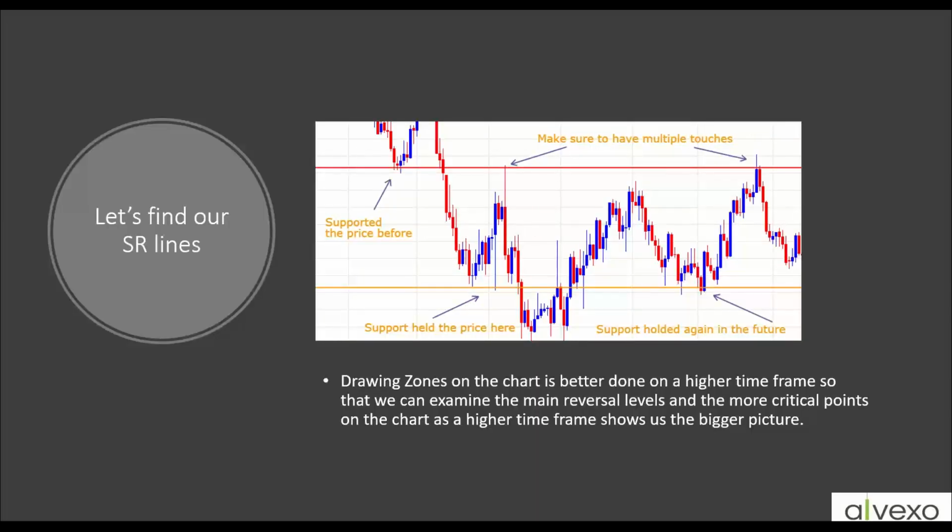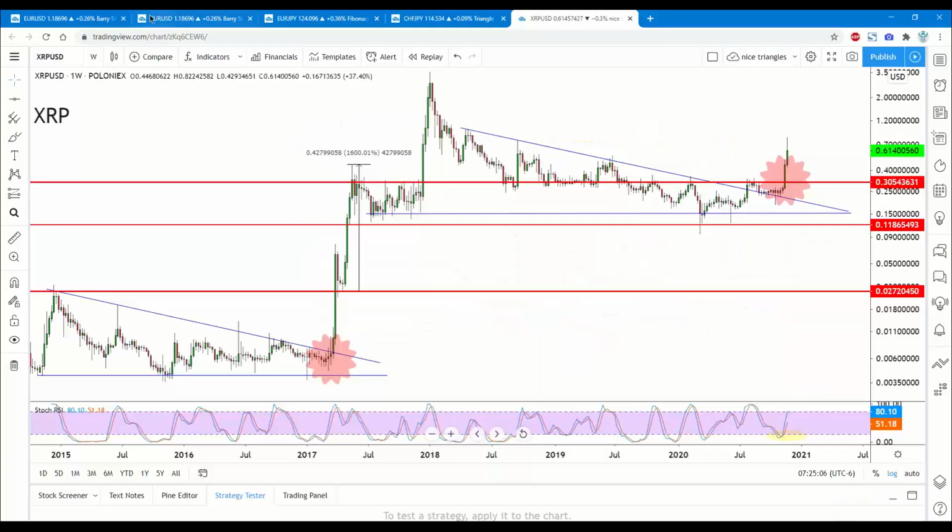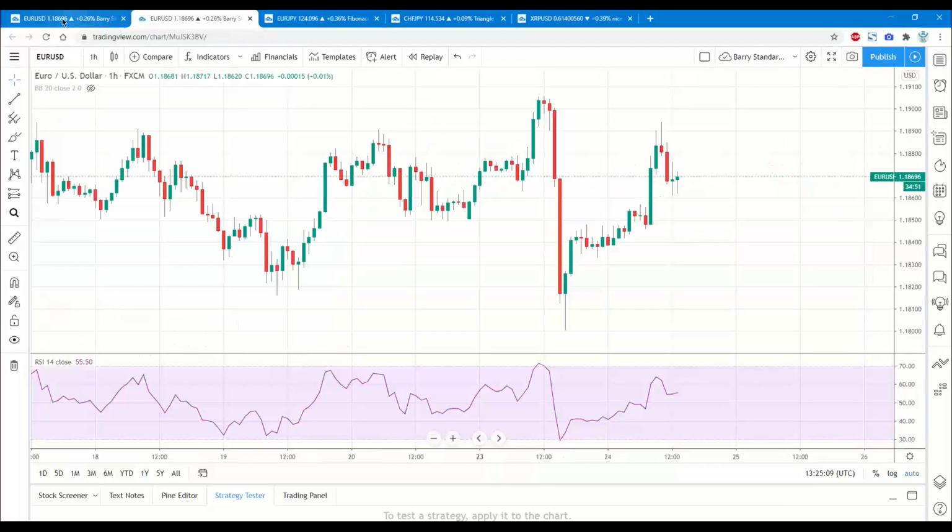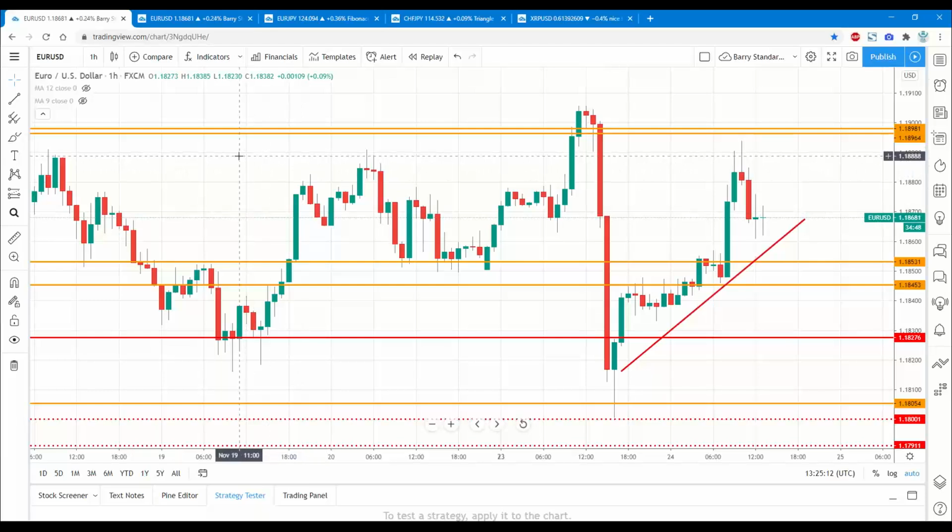Drawing zones on charts is better done on a higher time frame so that you can examine the main reversal levels and the more critical points on the chart, as a higher time frame shows us the bigger picture. So for our type of trading, we would like to draw our support and resistance or our price levels using a 2-hour, a 4-hour, and a 1-hour chart possibly. We'd like to see where these zones are and where price action is happening at these levels. But we're not going to trade from a 1-hour chart.